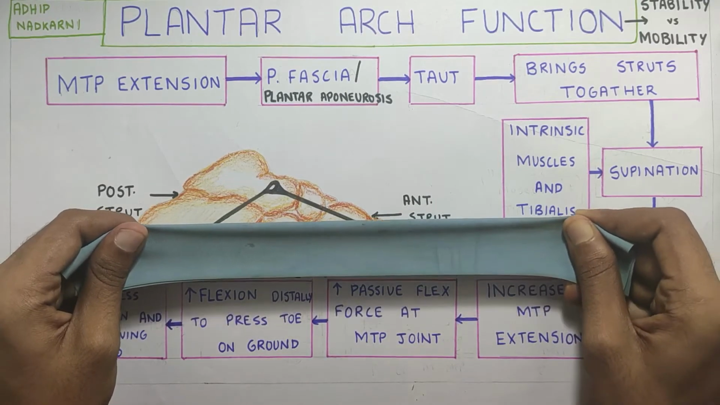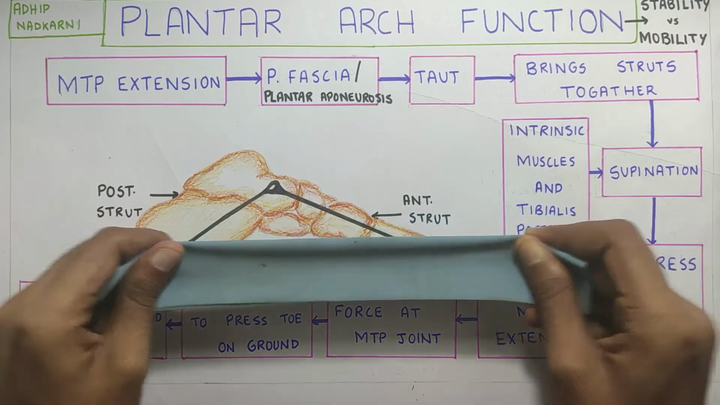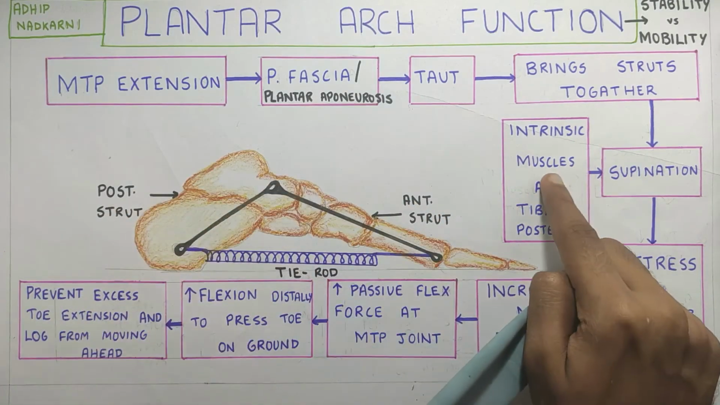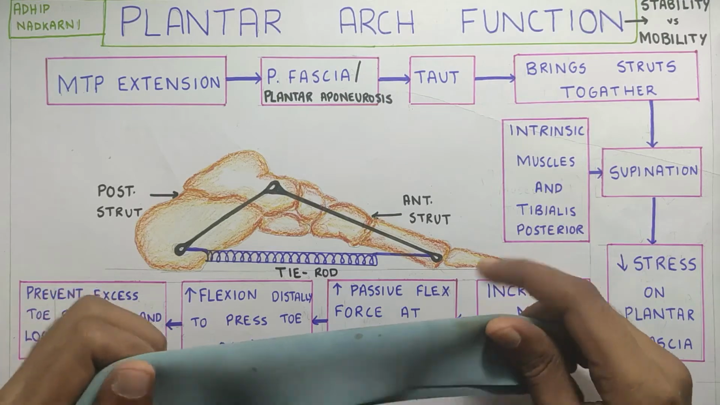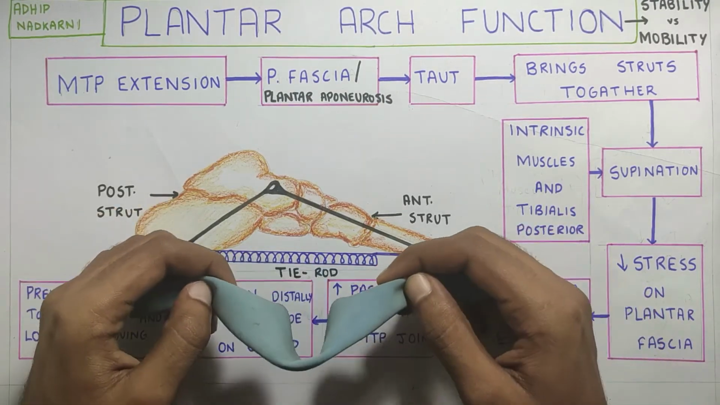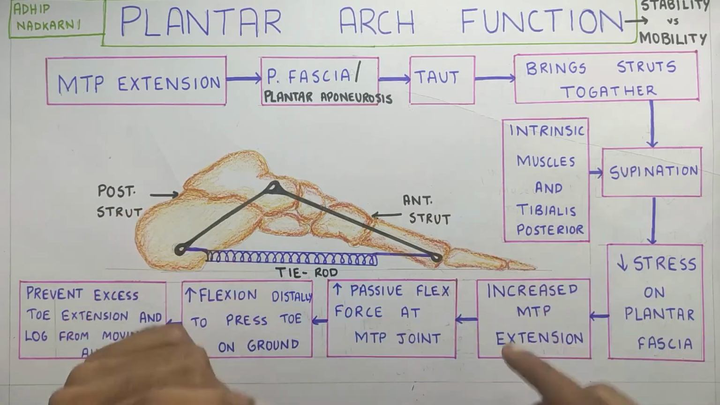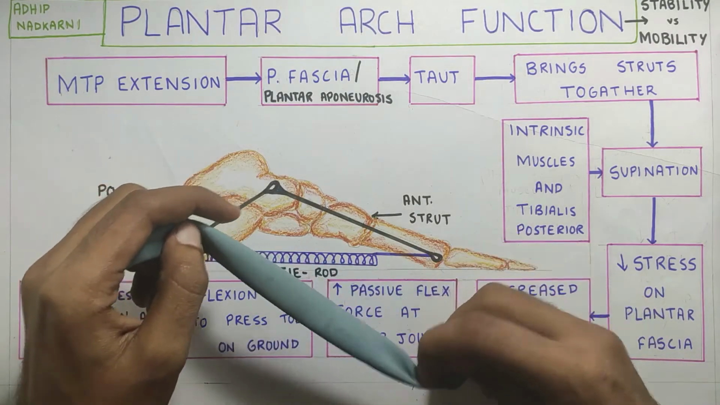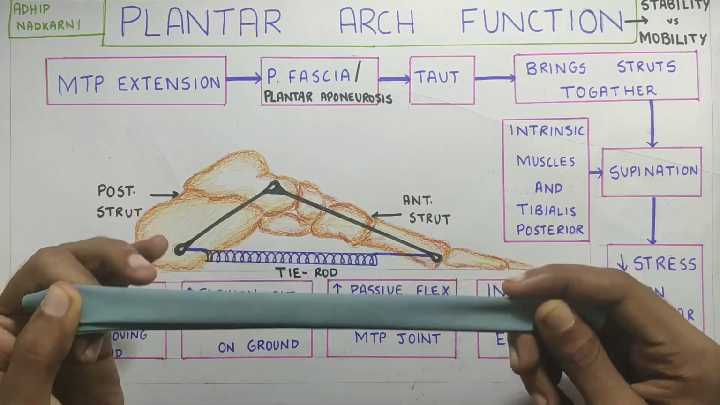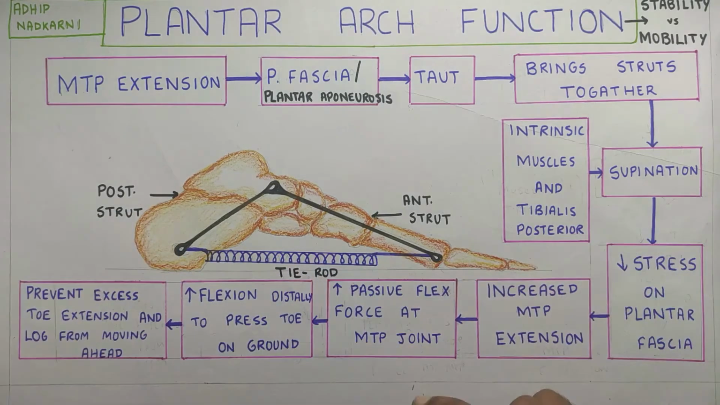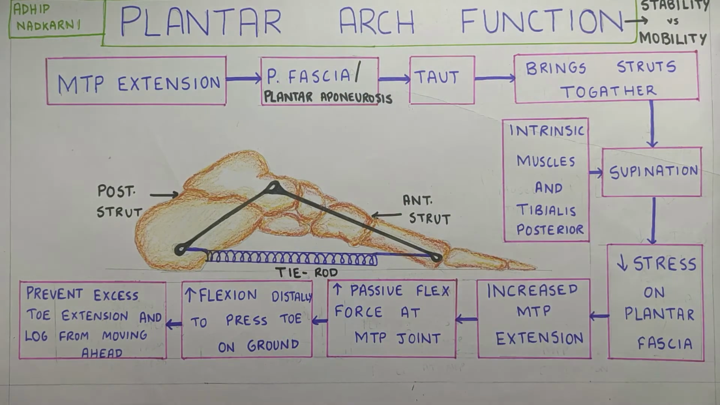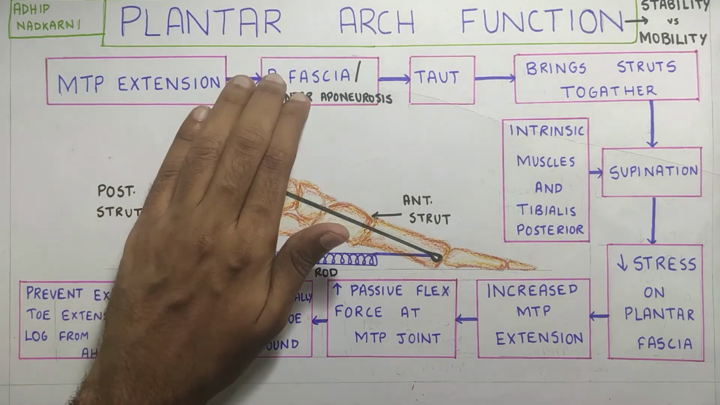Now this taut plantar fascia pulled both the struts together and caused supination of the foot, which was supported by your intrinsic muscles and the tibialis posterior. Now because of the supination, the plantar fascia again became loose, which allowed the MTP to go for more extension. When this more extension occurred, it again became taut, and this time it had a passive flexor force on the MTP joint, which helped you to distally press the toe on the ground.